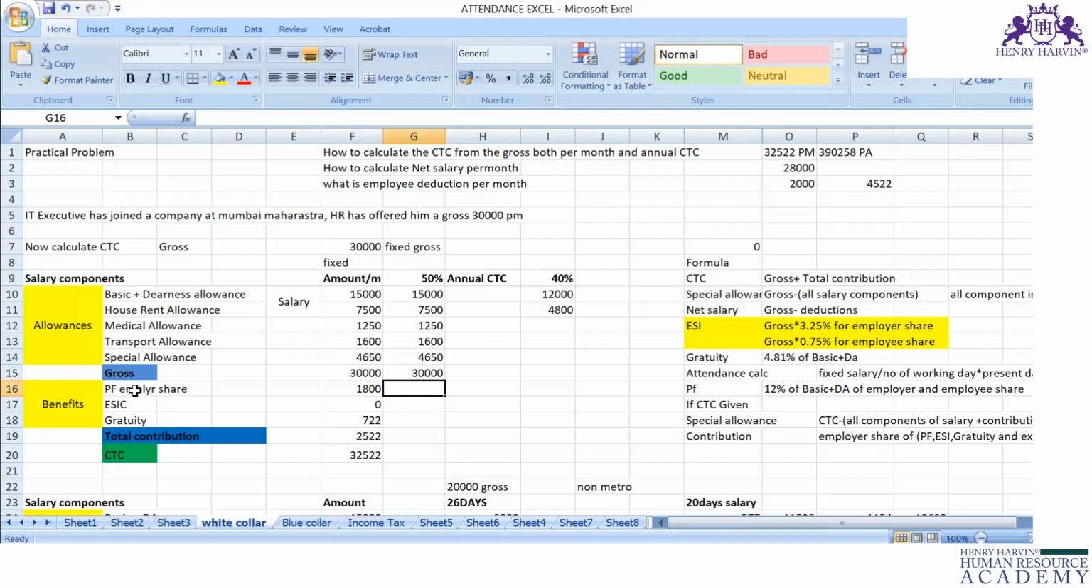For the employee EPF, that is Provident Fund, the employer share is 12% of basic plus DA. Here, what is the basic plus DA? 15,000. So 15,000 into 12% is 1,800.